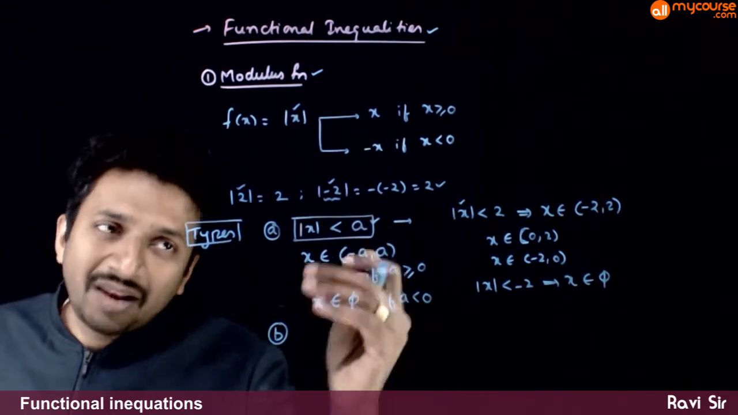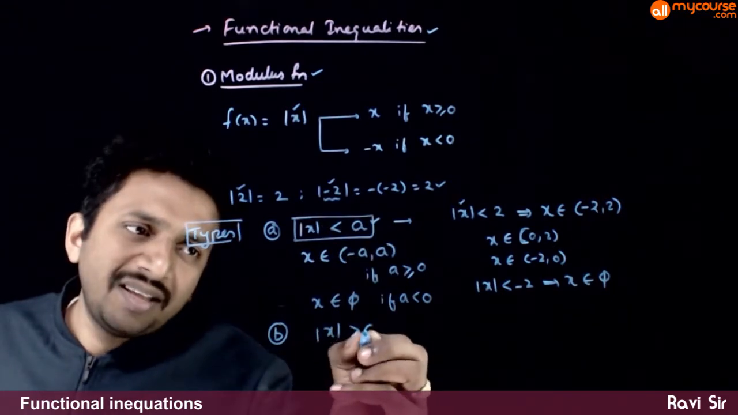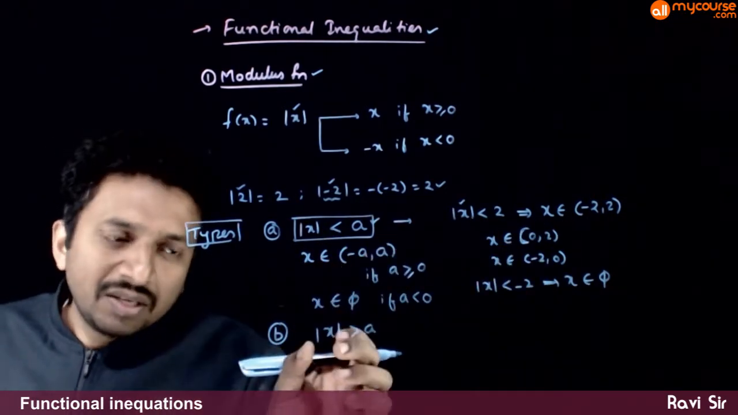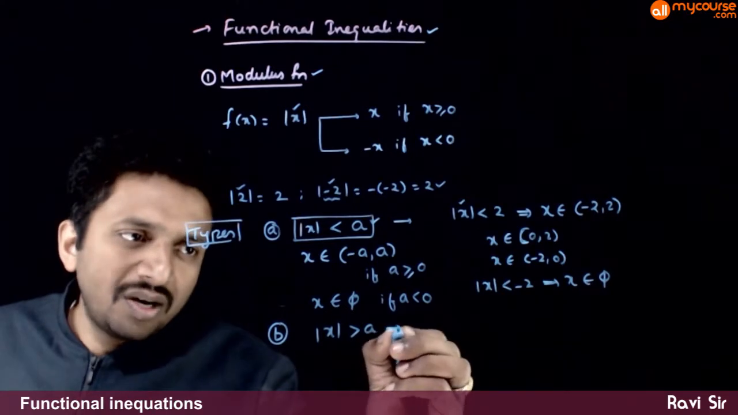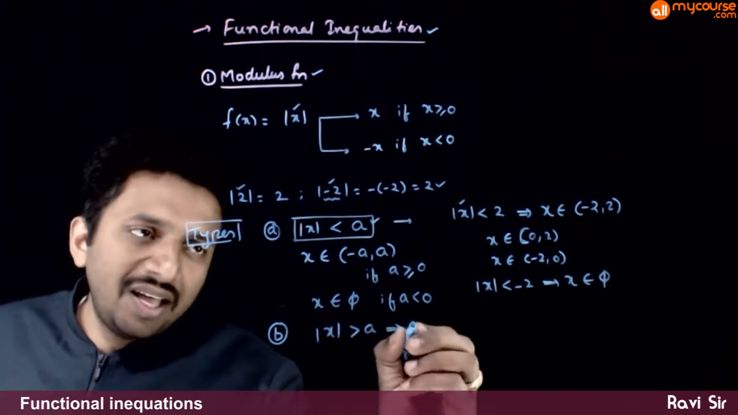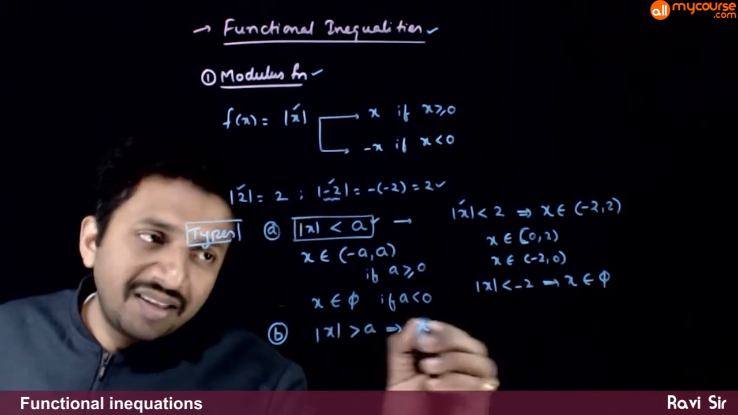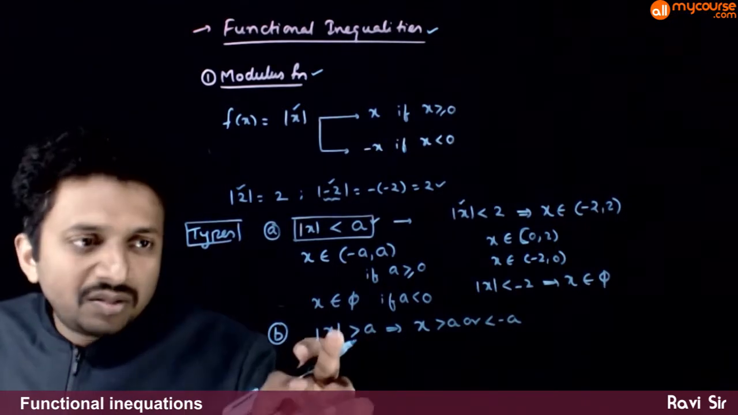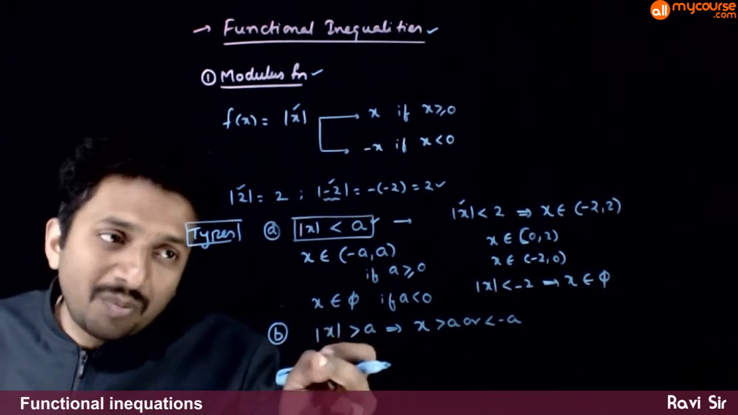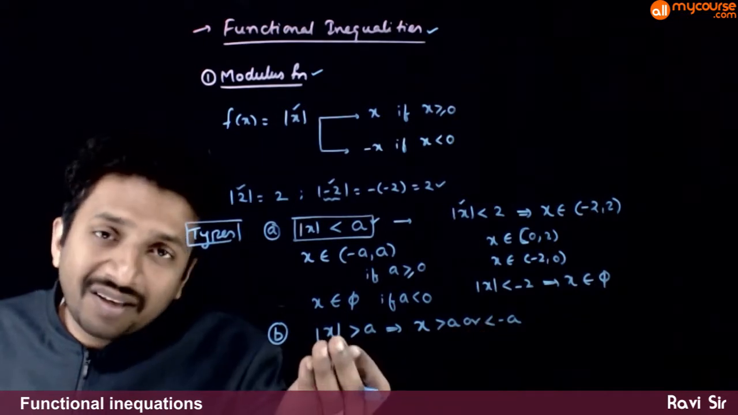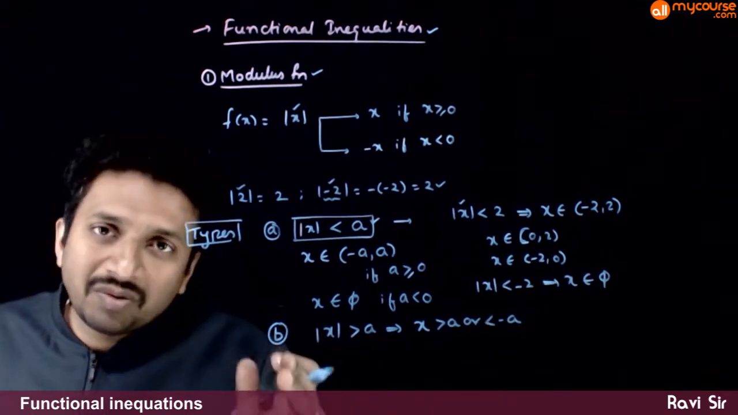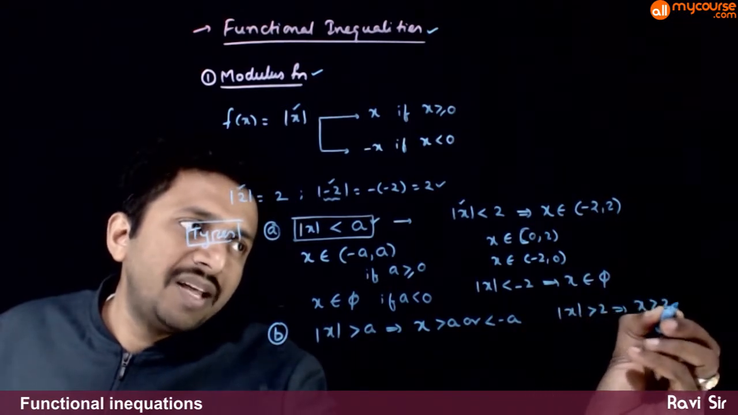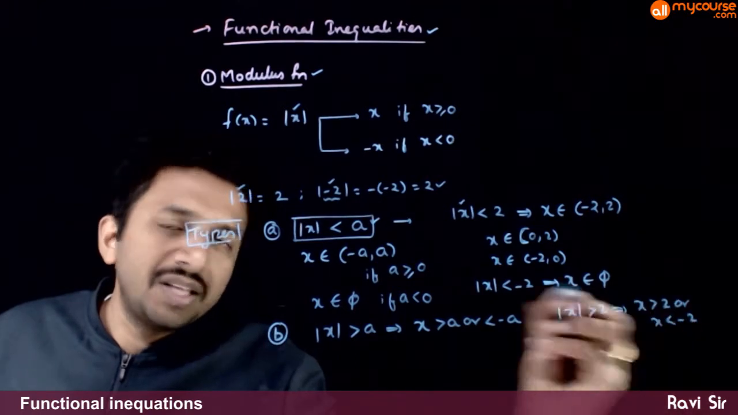And the parallel for this is mod x is greater than a. If you have equality here, you have a closed interval here. So mod x is greater than a. What is the answer to this? If mod x is greater than a, x is either greater than a or less than minus a. On the positive side, if x is greater than a, then mod x will be greater than a. On the negative side, if x is less than minus a, also mod x will be greater than a. So if mod x is greater than 2, this implies x should be greater than 2 or x should be less than minus 2. These are the two options that you have.